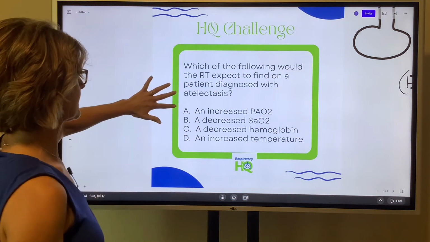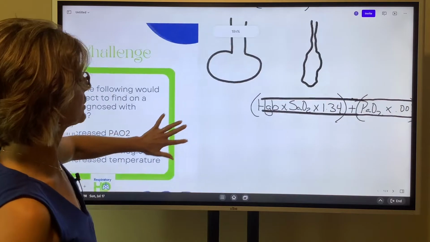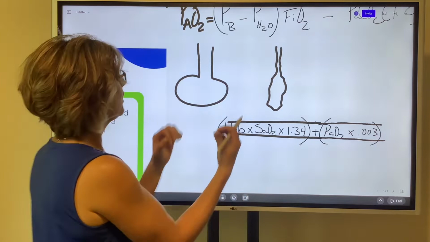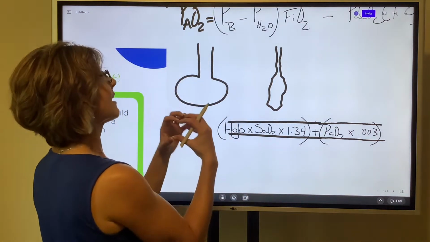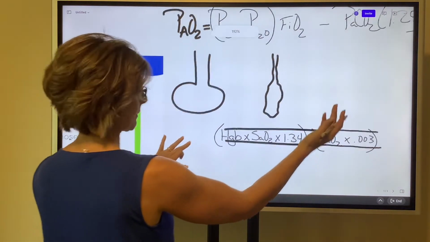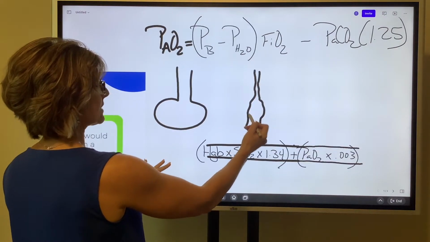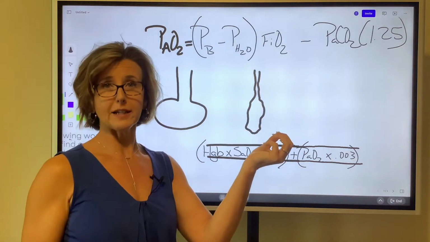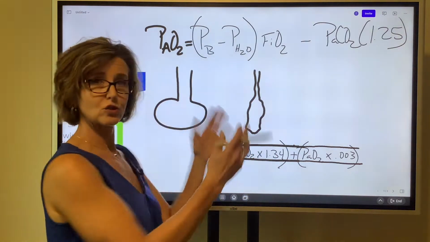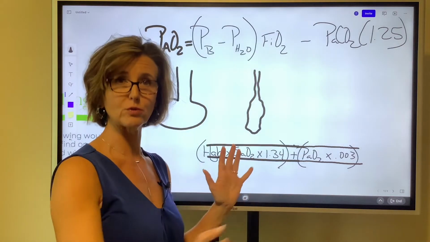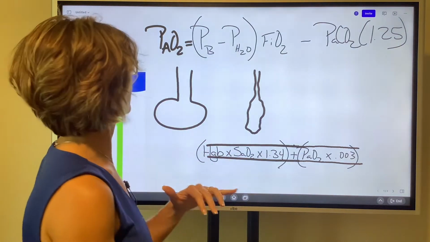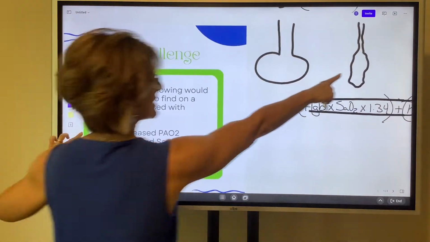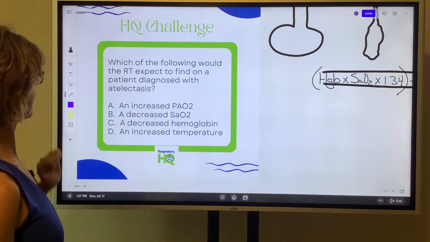So this is atelectasis, right? Let's just make sure we're understanding. Instead of a nice fully inflated alveoli, we have a section of the lung, or maybe a large section of the lung, where those alveoli may be completely collapsed, or maybe they're just not fully expanded. But basically, we've lost surface area for oxygen to diffuse across into the capillary bed. So knowing this is what we're dealing with, let's weed out some things.